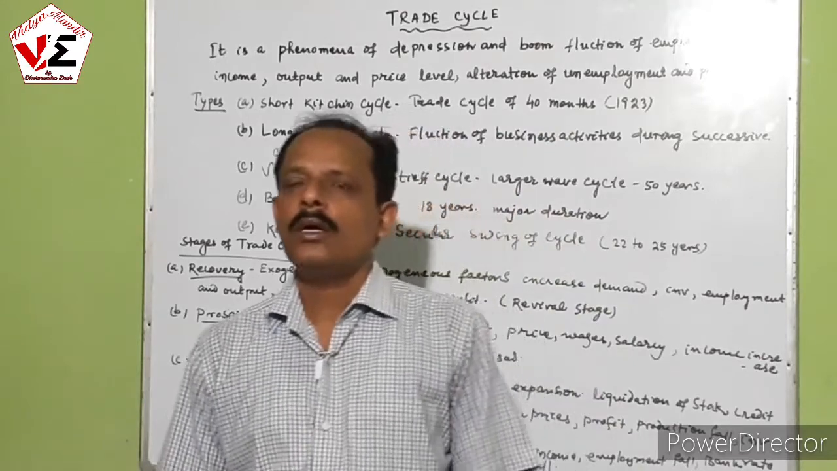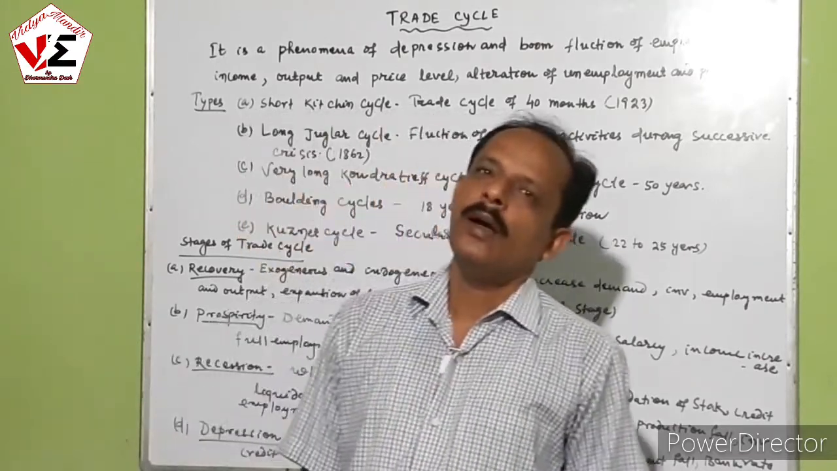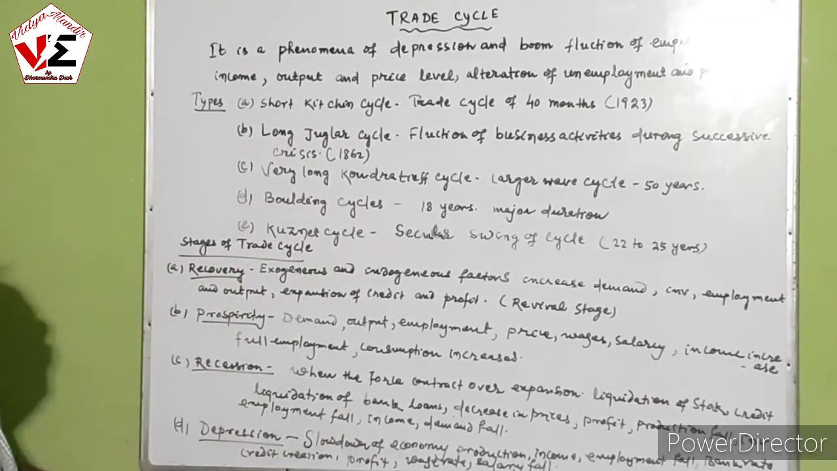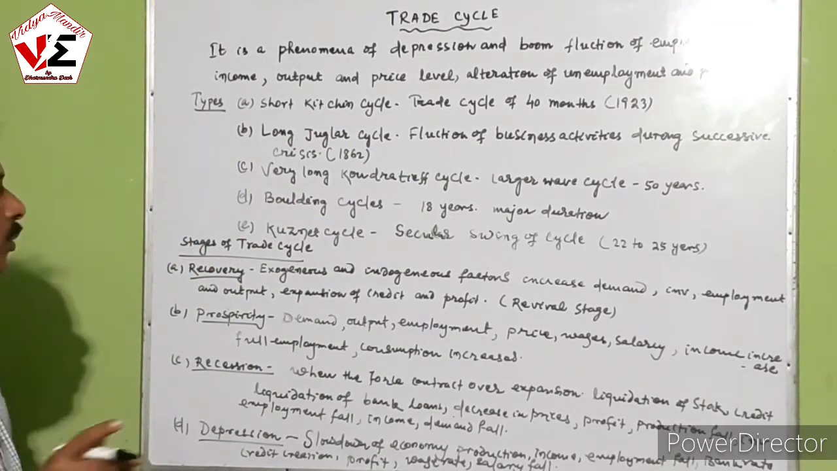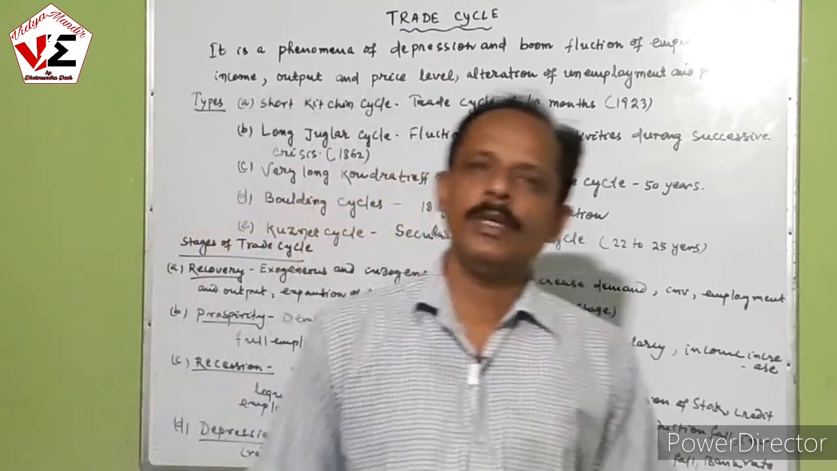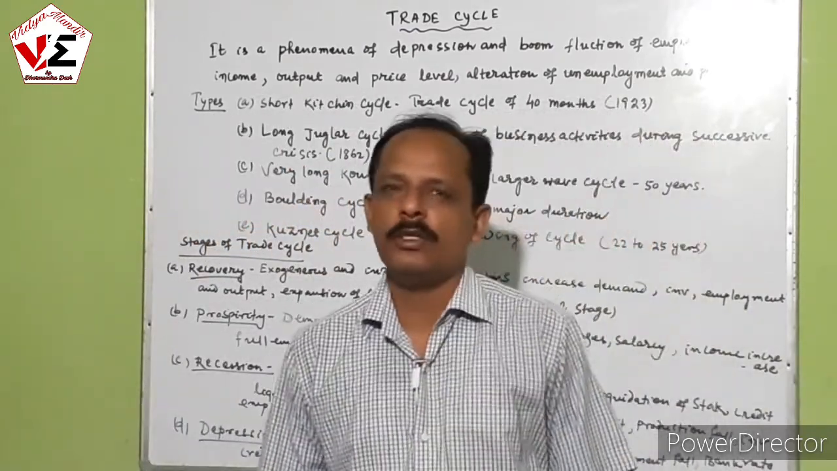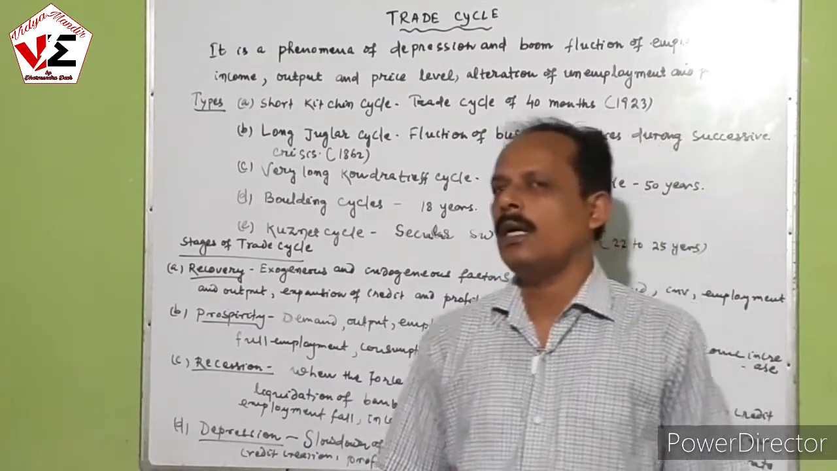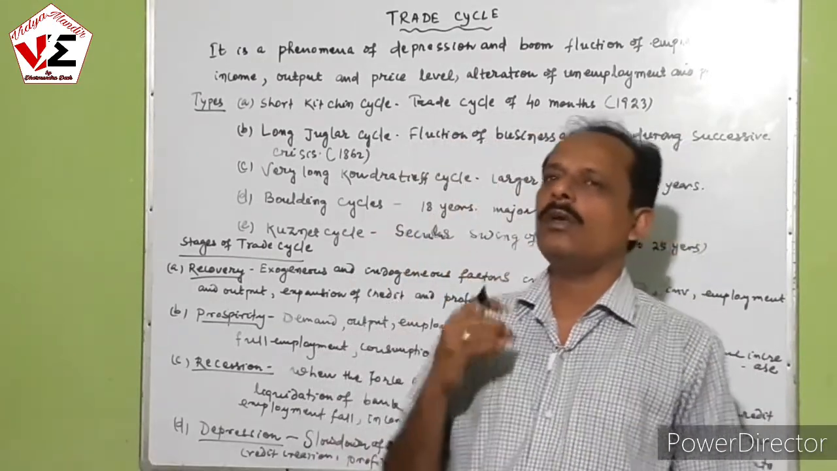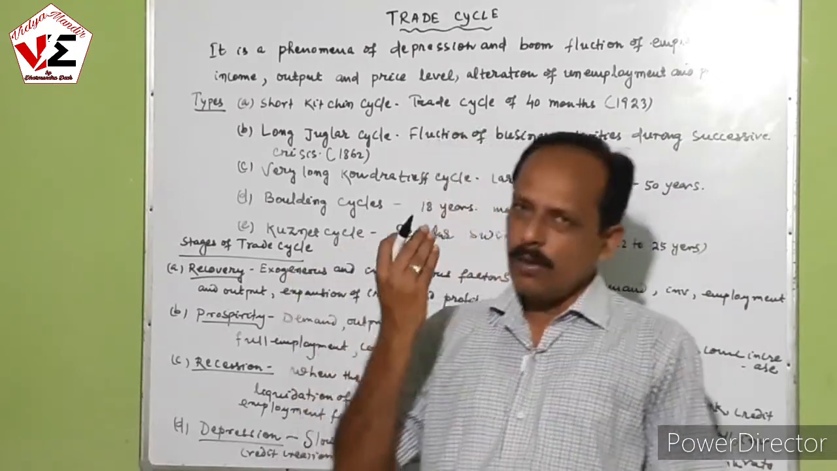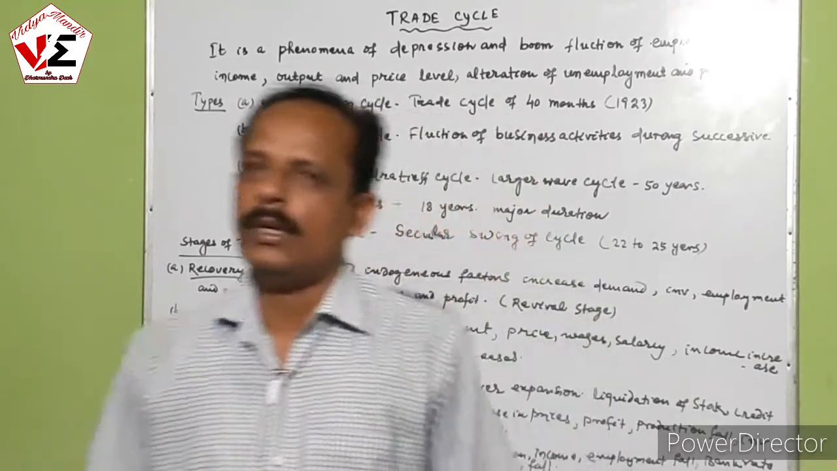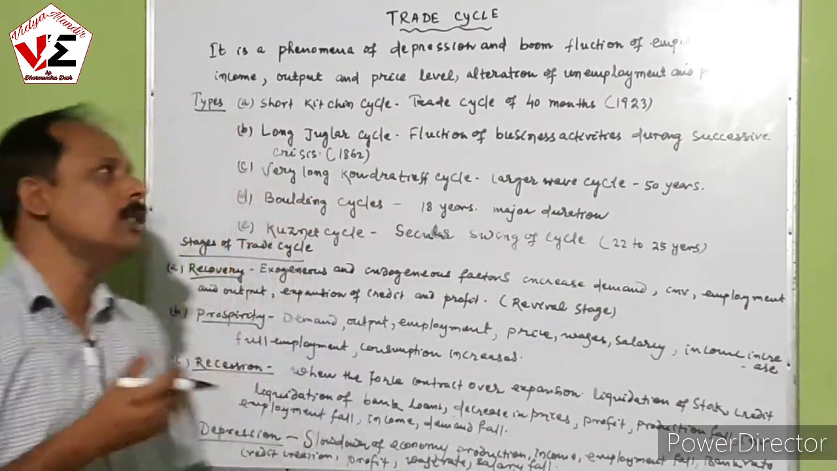So these are the various phases of the business. While going through a trade cycle, you see that there are 4 phases: recovery, prosperity, recession and depression. How these 4 phases occur and what is the effect on the economy, let us see, and also the types of trade cycle given by the different economists, their views. Let us discuss what is a trade cycle.